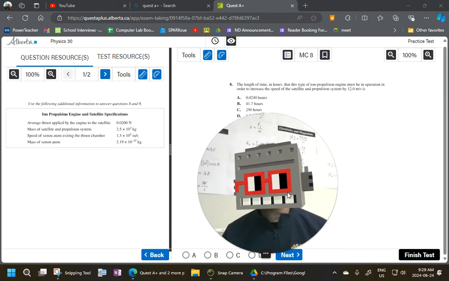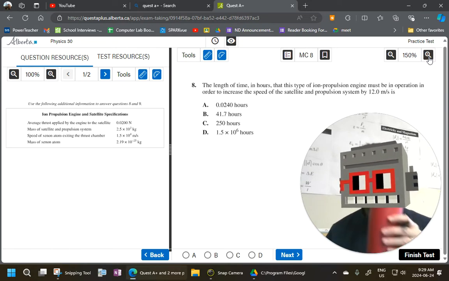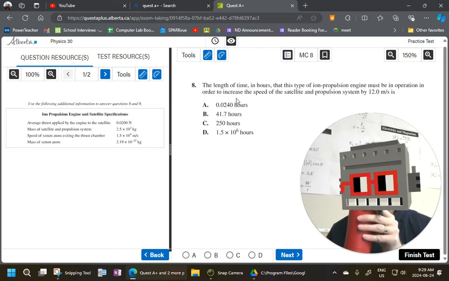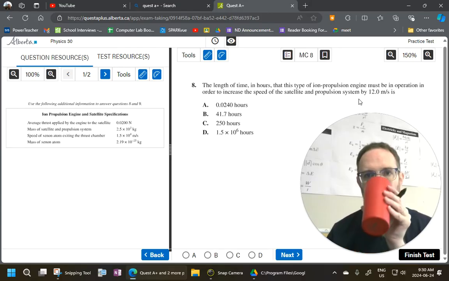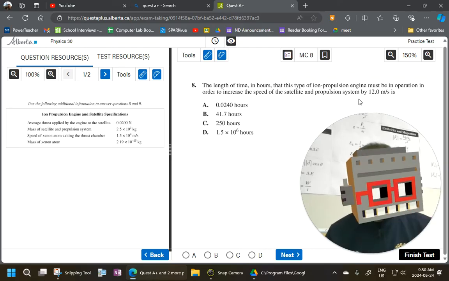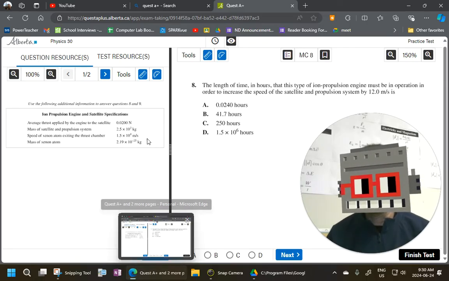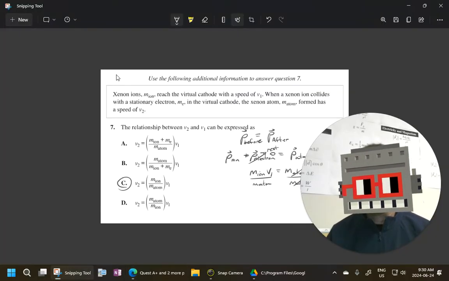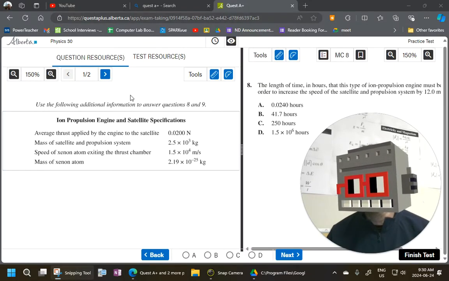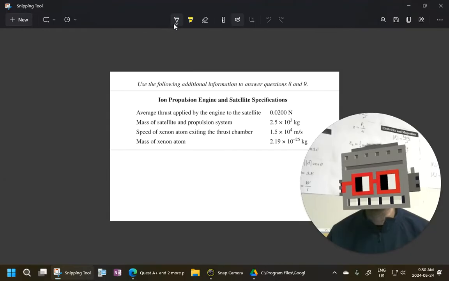Oh, a new question. Additional information. The length of time in hours the propulsion must exert in order to increase the speed by 12 meters per second. So they're giving us a change. Okay, so remember that impulse can be calculated 2 ways here. I got this information on this side here. That's going to be helpful. So let me just snip this over here. I want the time in hours, right? Yeah, 12 meters per second. I'm just going to snip this here so I can do some work on it.